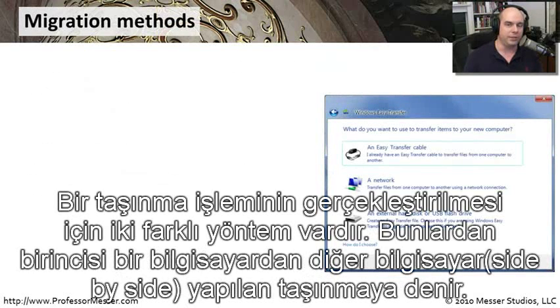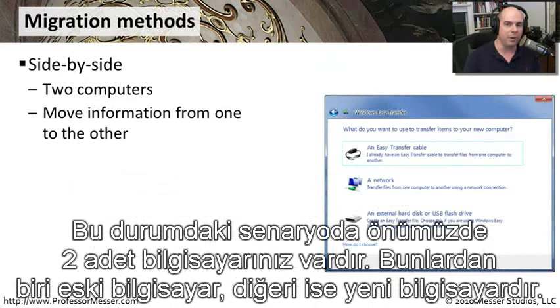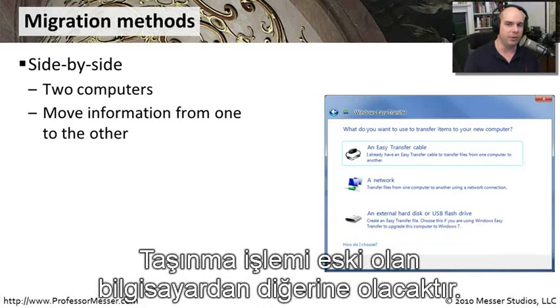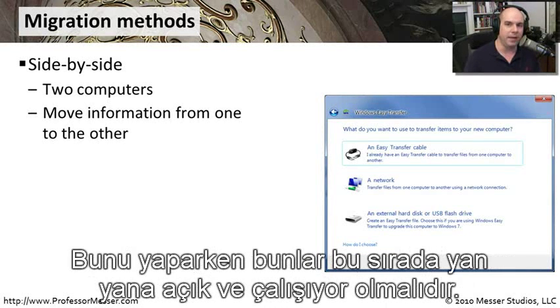There are a couple of ways to do migrations. One way is to do a side-by-side migration. We have the scenario where we have both computers in front of us. We have an old computer and we have a new computer. One we're going to migrate from, one we're going to migrate to. And we're going to move this information from one computer to the other in real time as these two machines are up and running. They are literally side by side when we do this.